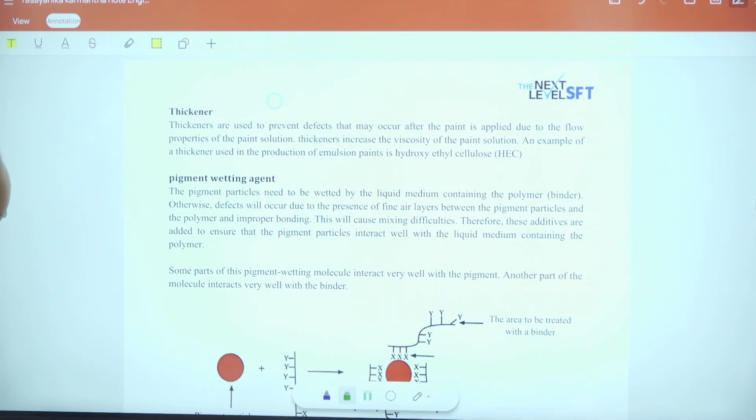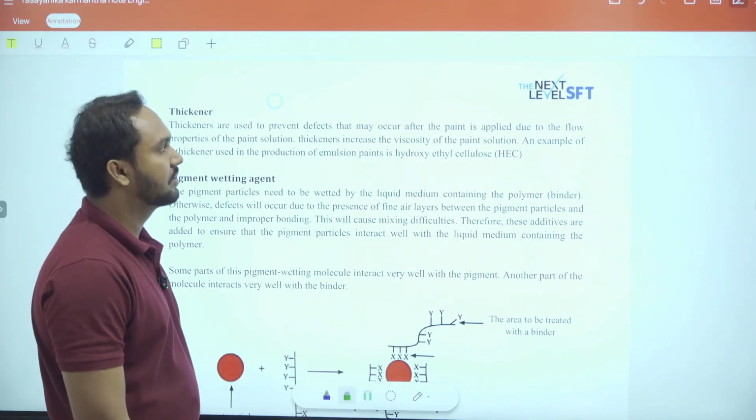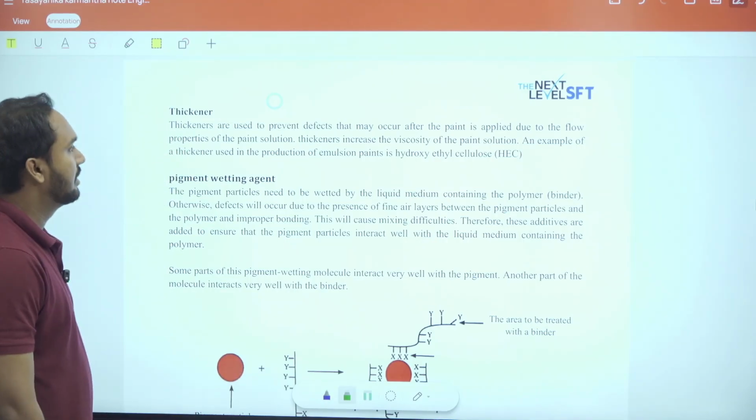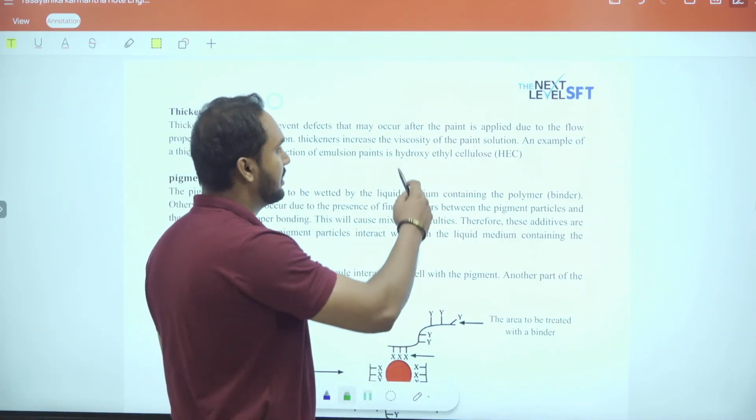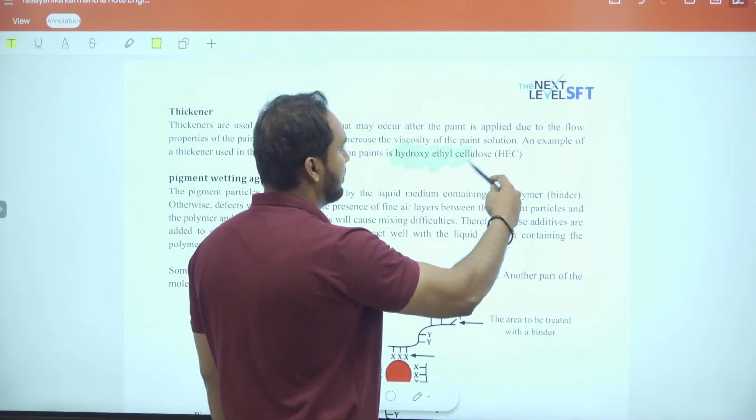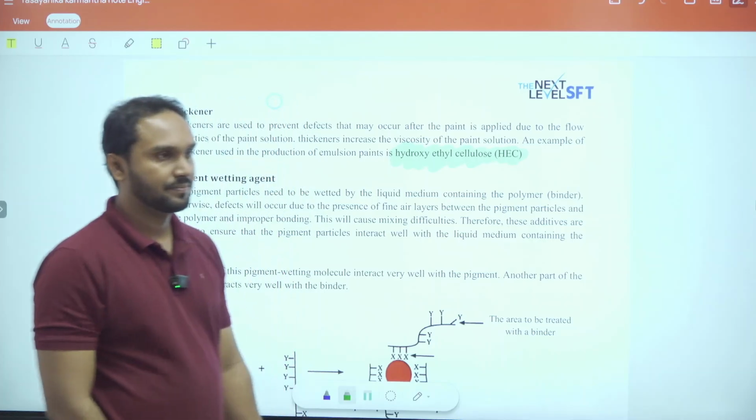Thickeners are used to prevent the defects that may occur after the paint is applied due to the flow properties of the paint solution. Thickeners increase the viscosity of the paint solution. An example of a thickener used in the production of emulsion paint is hydroxyethyl cellulose. This is a thickener. What if the thickeners are not there?